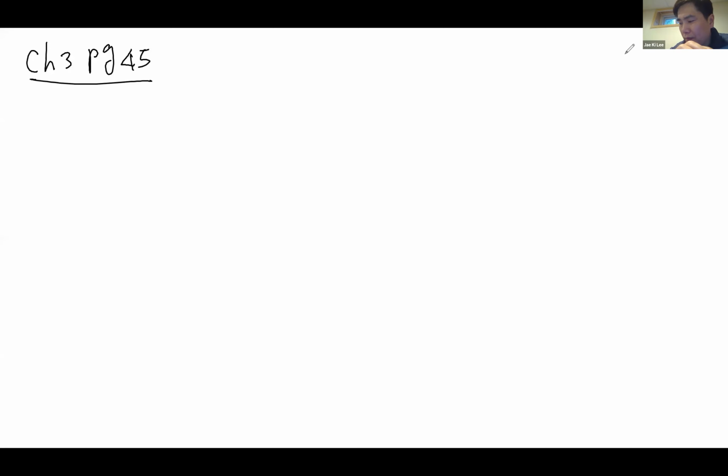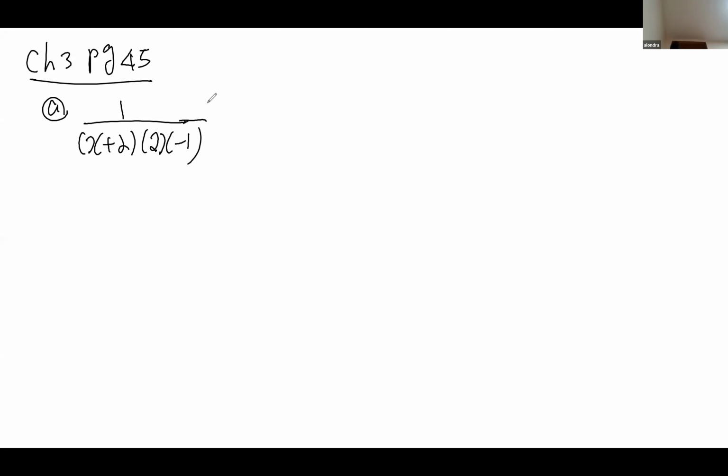So page 45, letter A first, which is 1 over (x plus 2) times (2x minus 1). Okay. So we want to do this problem. Do you remember what's the first step?